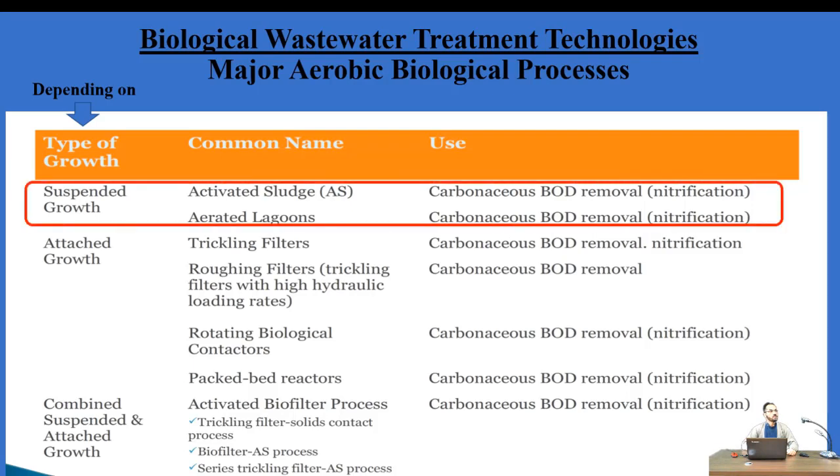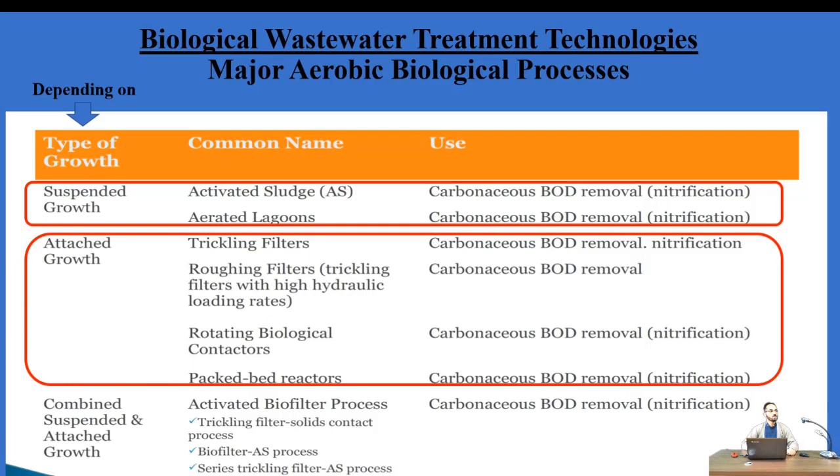We have the suspended growth system. The common name of this kind of treatment is activated sludge. It is used for carbonaceous BOD removal and also nitrification. And also we have aerated lagoons, which fall under the group of suspended growth systems.